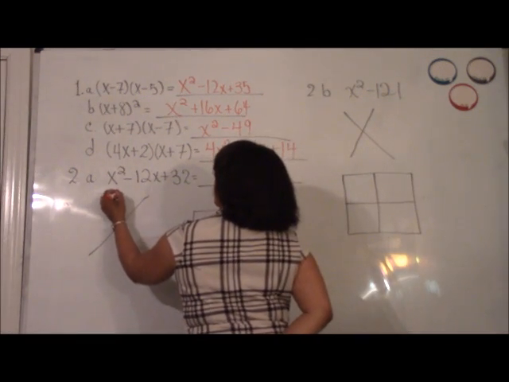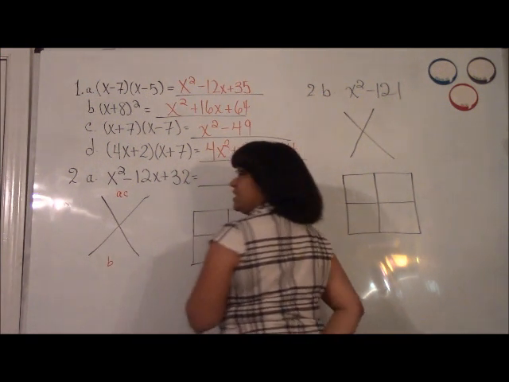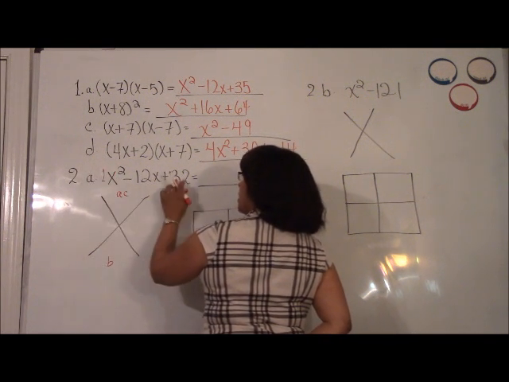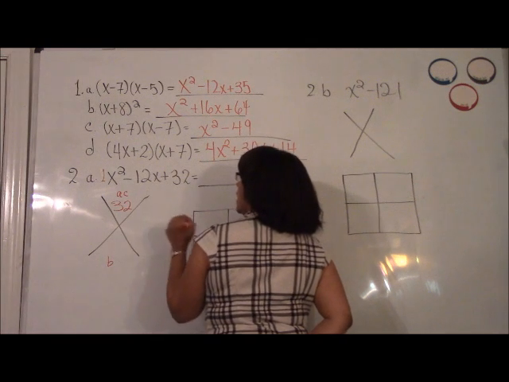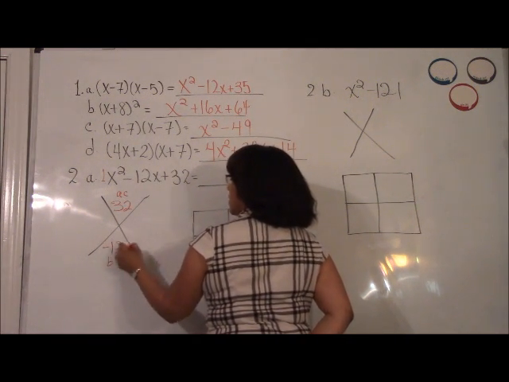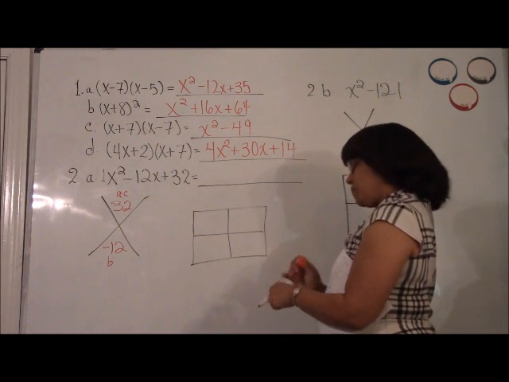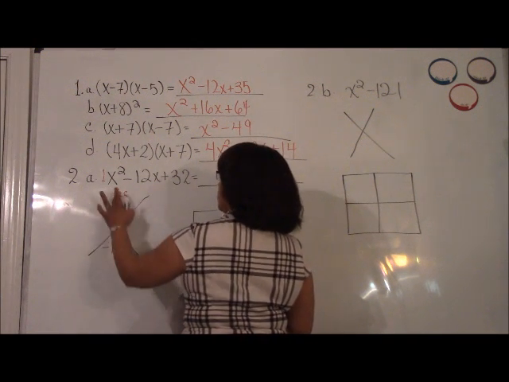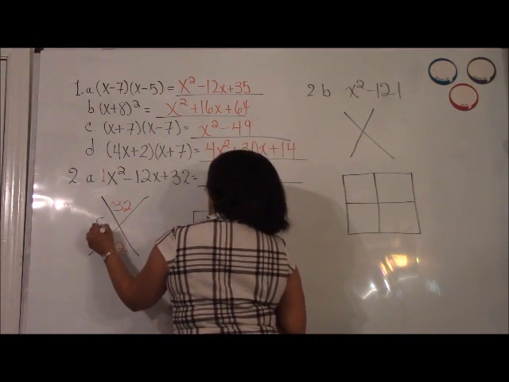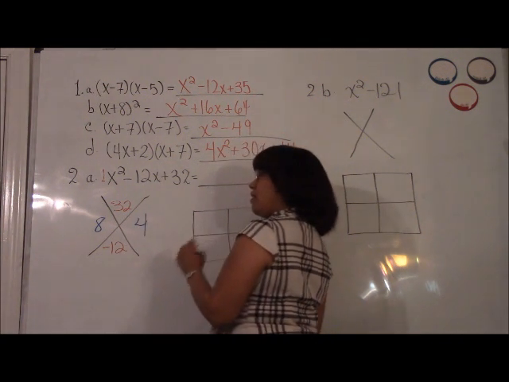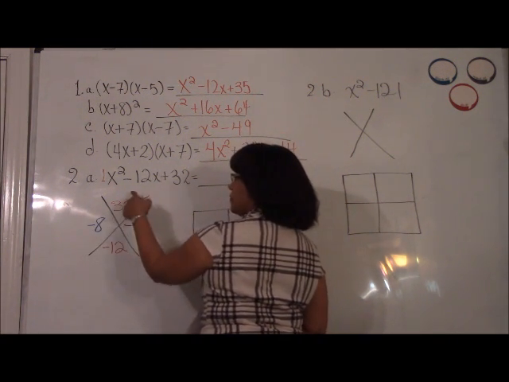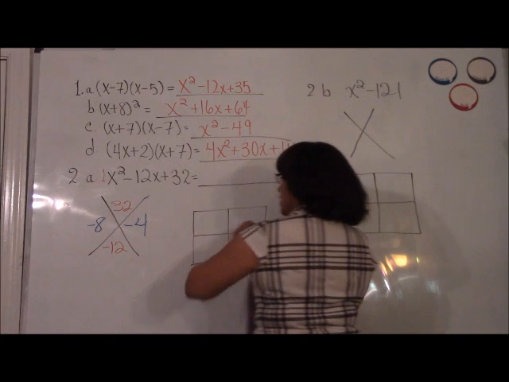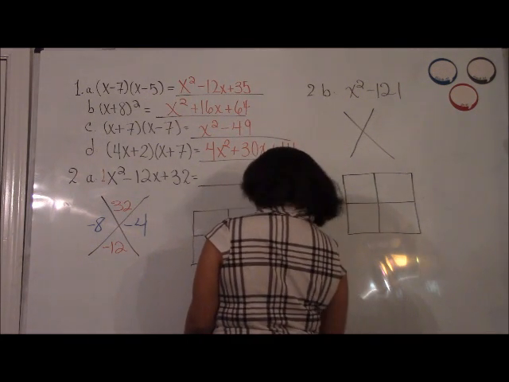So we learned a trick where you multiply a times c. And down here you put your magic number, which is b. A in this situation is 1 because we don't see it. So 1 times 32 is 32. And then our magic number is negative 12. So now we have to figure out what we can multiply to get the 32 that we can add to get negative 12. Well, I know that 8 times 4 is 32. But I also know that negative 8 times negative 4 is positive 32, and negative 8 plus negative 4 is negative 12. So now we have what we need to get our problem complete.